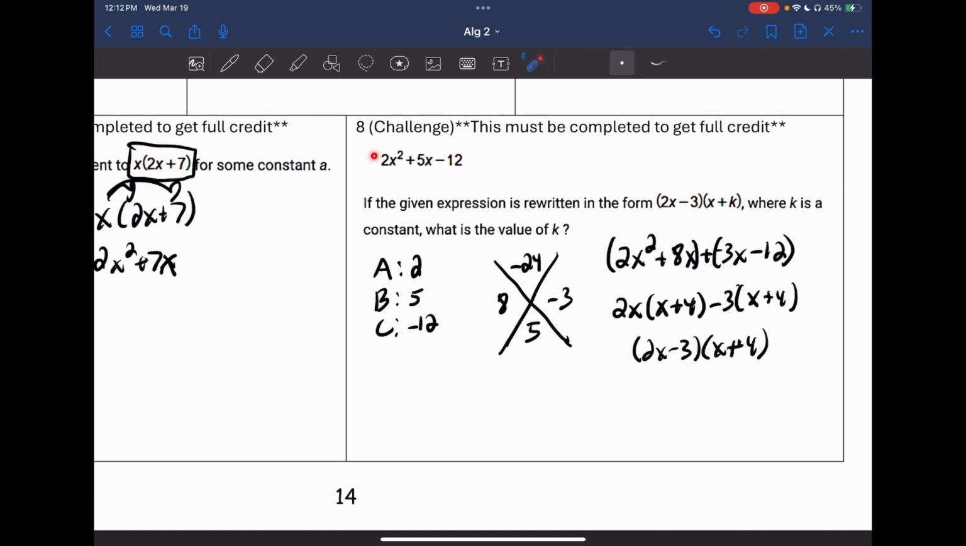So if this equation is equal to this, and it's also equal to this, what's the number we're missing? Well, it's the 4 at the end. So k must be equal to 4. There we go.